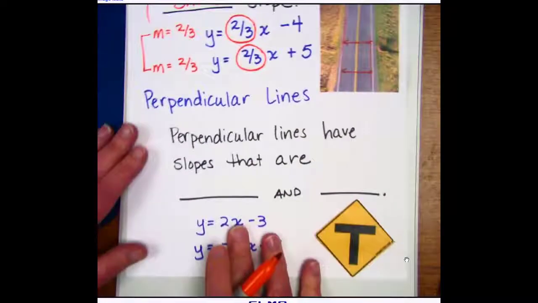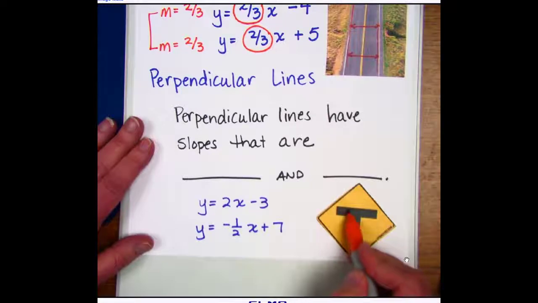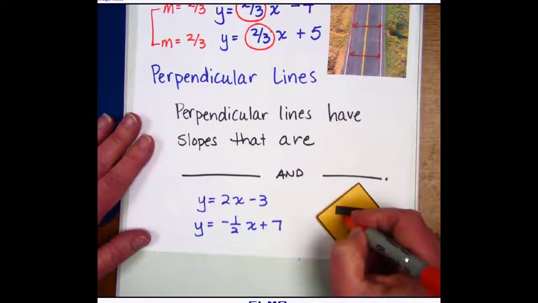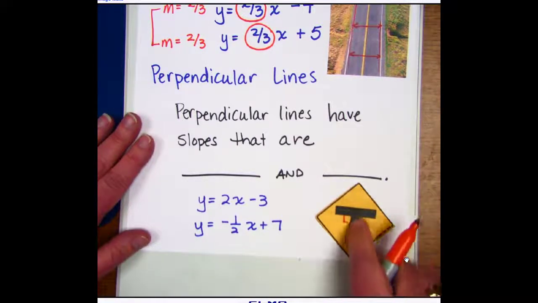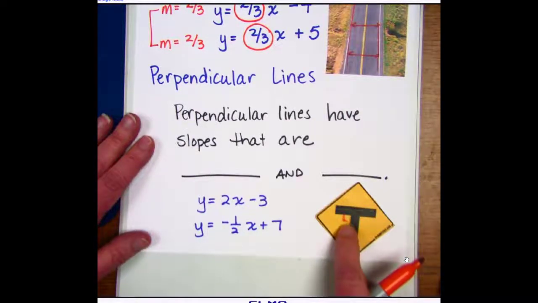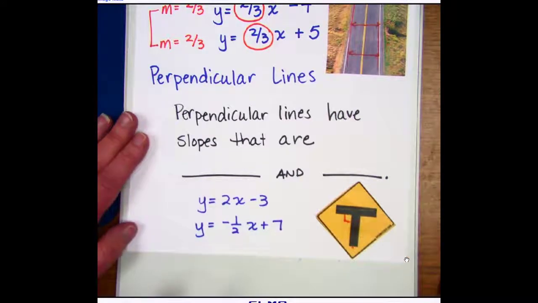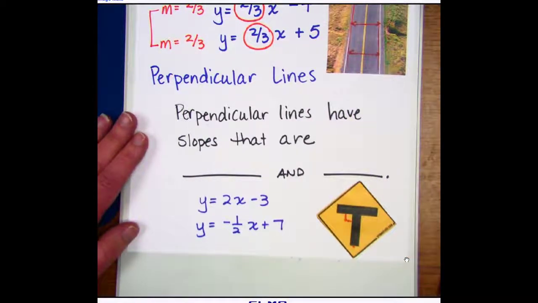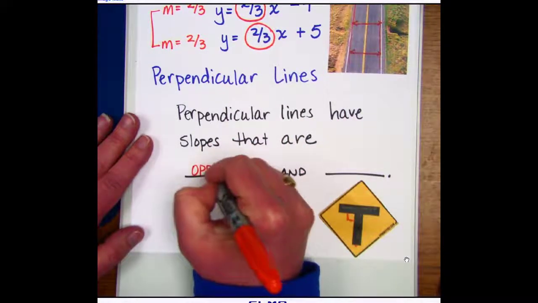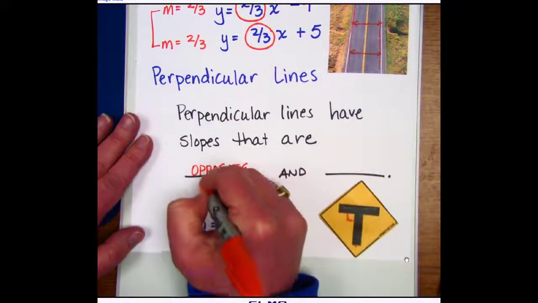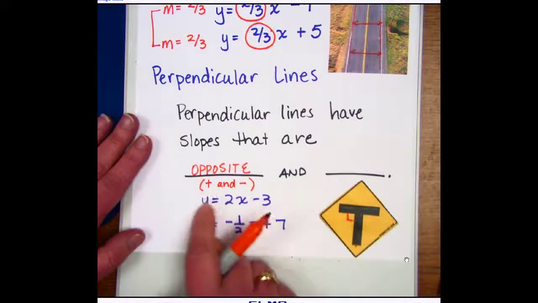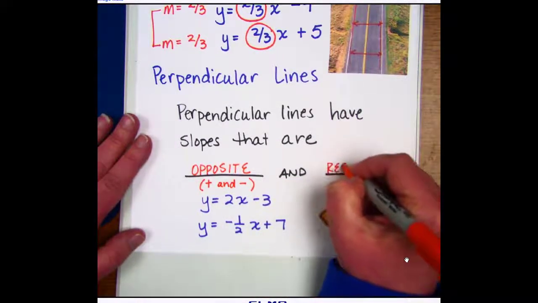Now, perpendicular lines, continuing our street theme, form a right angle. And this is a sign that's near my house. When I come up on this intersection, I either have to go left or right, and the two roads form a right angle. And that's what we mean by perpendicular lines. They form a right angle. When we think of the slopes of perpendicular lines, we know that they are opposite, meaning that one needs to be positive and one needs to be negative: opposite, different signs, and reciprocal.